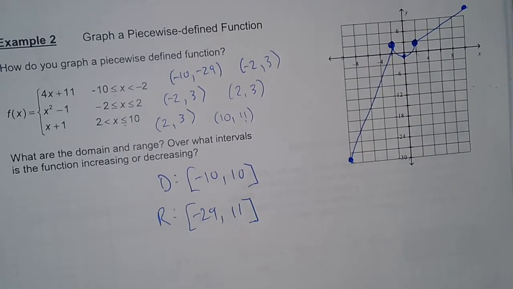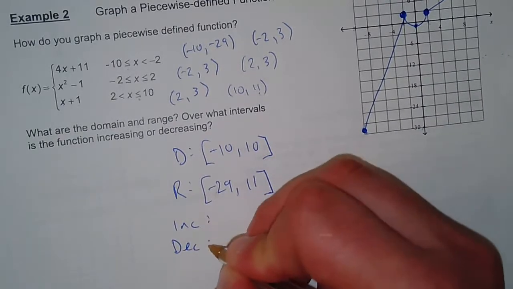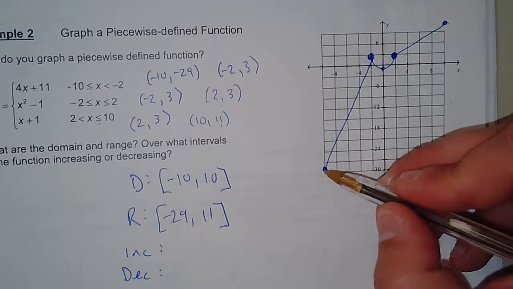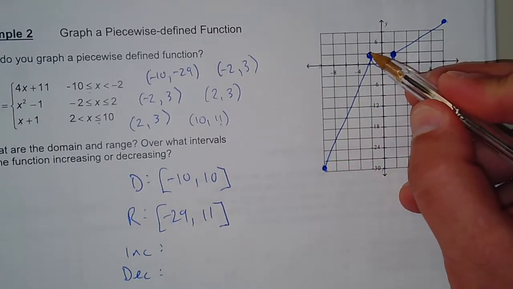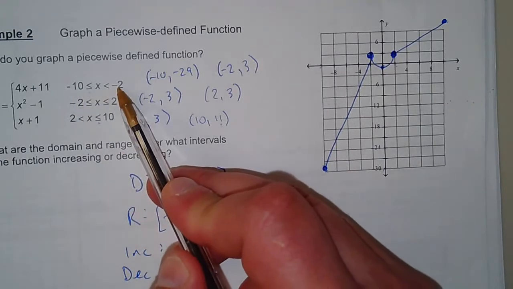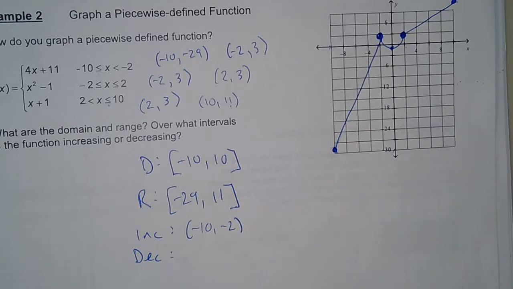Let's see what else we got. It also says, when is it increasing or decreasing? So a couple more interval review questions. This graph, if you look at it, starts off increasing. So this first part increases. You can look at it or you can just remember what the interval was. That was from negative 10 to negative 2. So it increased from negative 10 to negative 2.